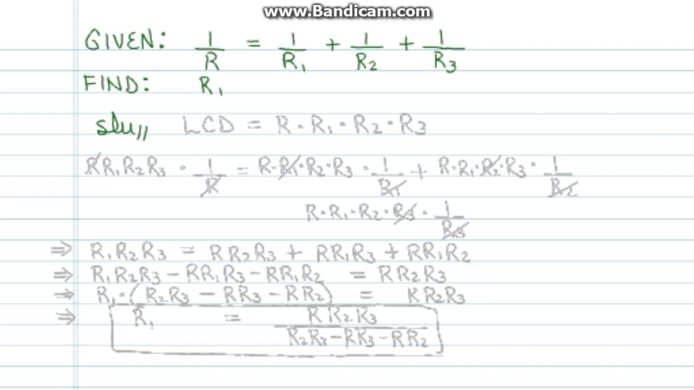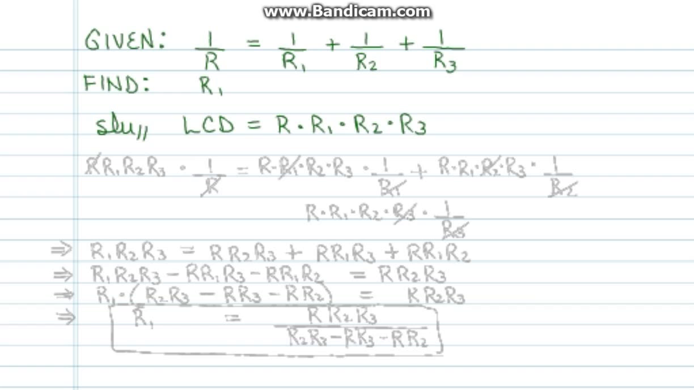Well, the guy we're looking for, R sub 1, is in the denominator. So let's pull him out of the denominator by getting rid of all the fractions. The way to do that would be to multiply both sides of the equation by the least common denominator, the LCD. It is equal to R times R sub 1 times R sub 2 times R sub 3.